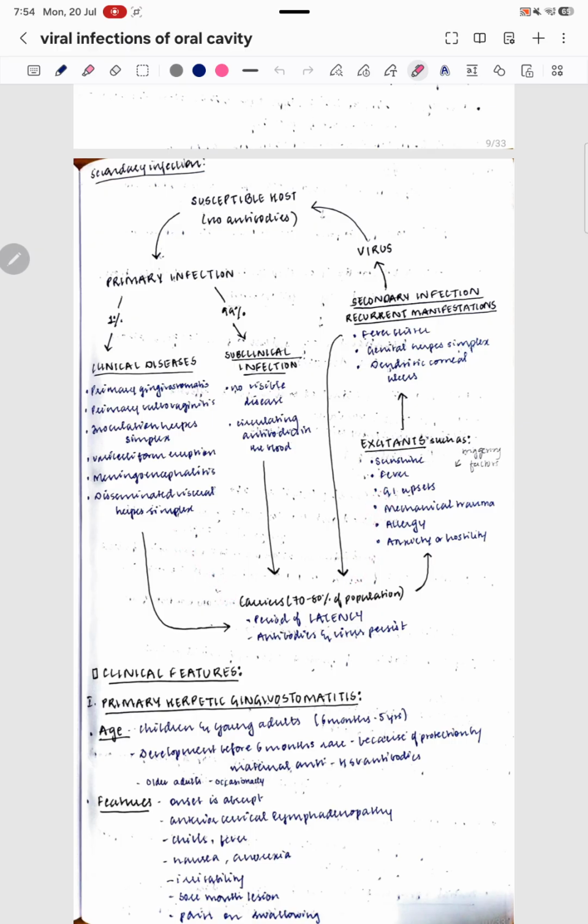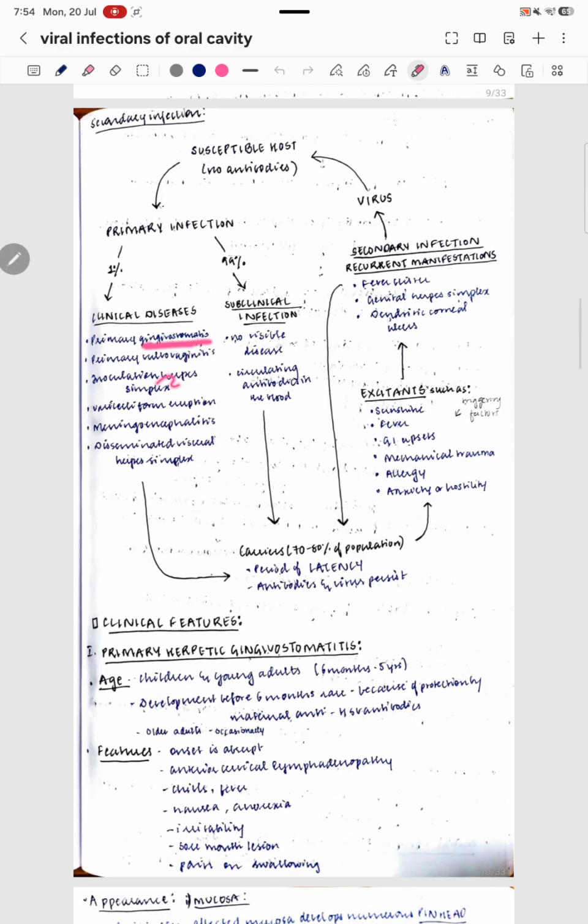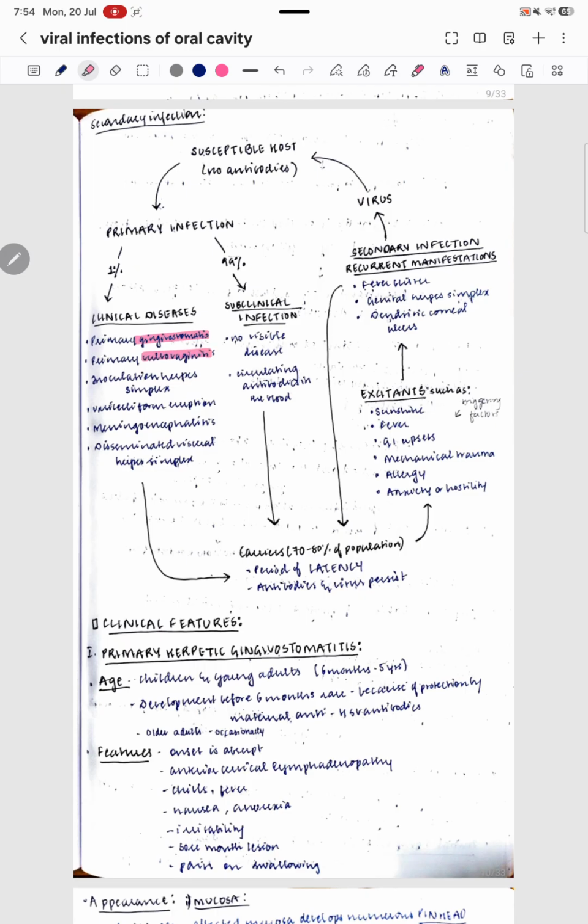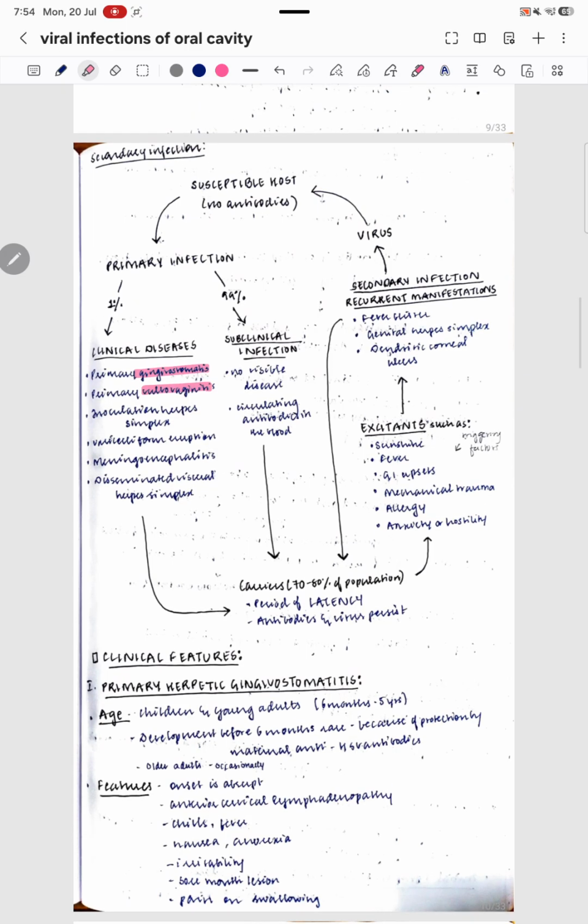So in your primary infection you see clinical diseases, that is gingivostomatitis, primary vulvovaginitis, inoculation herpes simplex, varicelliform eruptions, meningoencephalitis, disseminated visceral herpes simplex, okay. So these are the clinical diseases. You do not need to remember all these, but mainly remember gingivostomatitis and vulvovaginitis, and if possible you can remember meningoencephalitis as well.